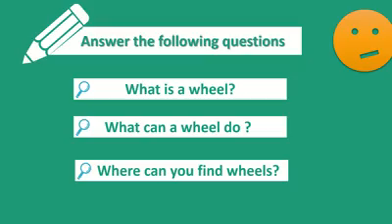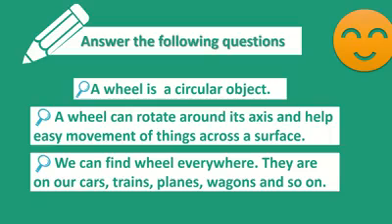Now, I will give you the answers of these three questions. A wheel is a circular object. The second answer is a wheel can rotate around its axis and help easy movement of things across the surface. And the last answer is we can find wheels everywhere. They are on our cars, trains, planes, wagons, and so on.